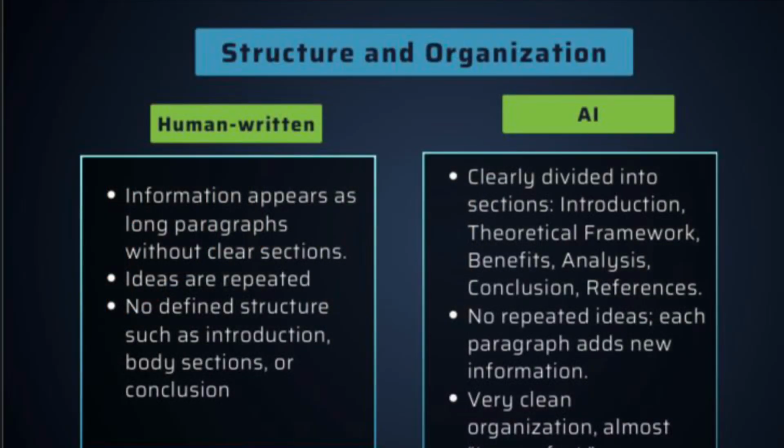All right, so the first big difference is in the structure and the organization. In human written projects, we're going to find that the information appears in long paragraphs and it doesn't have a clear structure. Perhaps some ideas may be repeated. In artificial intelligences, those sections are clearly divided in introduction, theoretical framework, benefits, analysis, conclusion, and finally references. And we're going to find that artificial intelligence avoids that kind of repetition in the ideas.